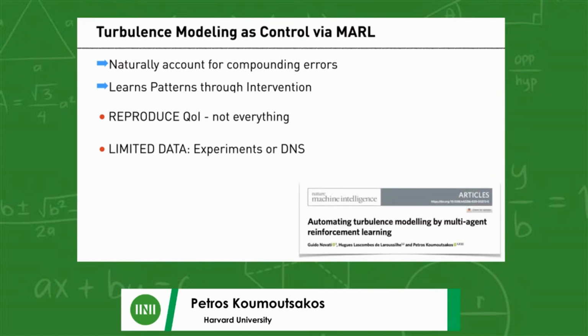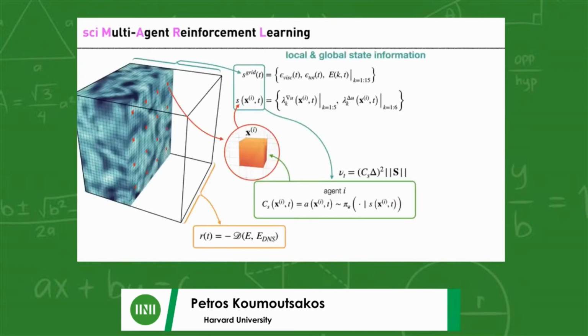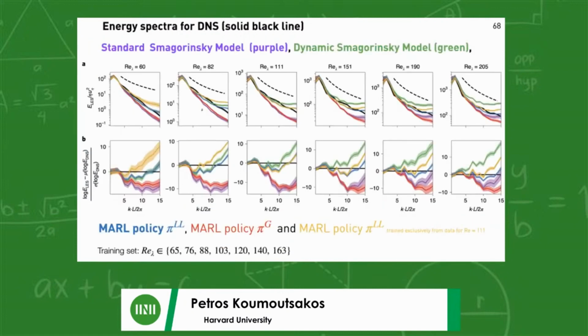So we published this a couple of years back. We first tried homogeneous turbulent flow. We tried to learn the Smagorinsky coefficient in a usual Smagorinsky type of model. The states that we used were quite an interesting exercise. I can come back to that if you like. I want to show you the results.